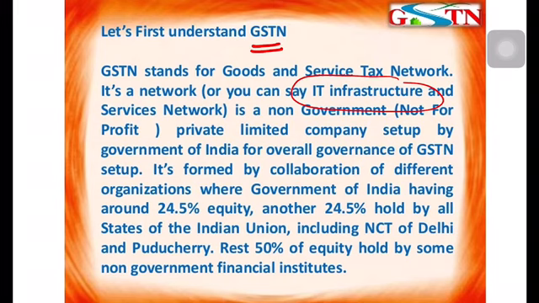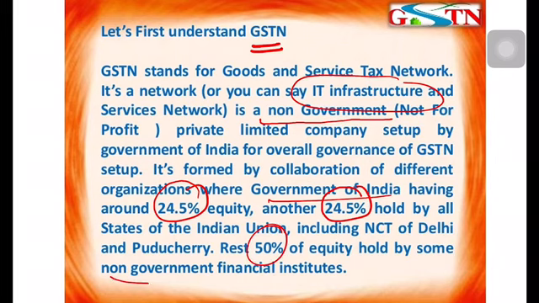And this GSTN, first of all, was set up as a non-government institution set up by the government of India, where the government of India had 24.5% stake, and all the states of India were holding 24.5% stake, and the rest of the 50% was held by some of the non-government financial institutions. But this was also changed later, and the state governments and central governments were brought to a 50-50 ratio.